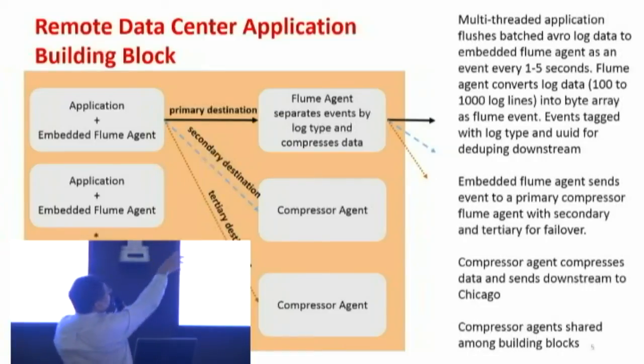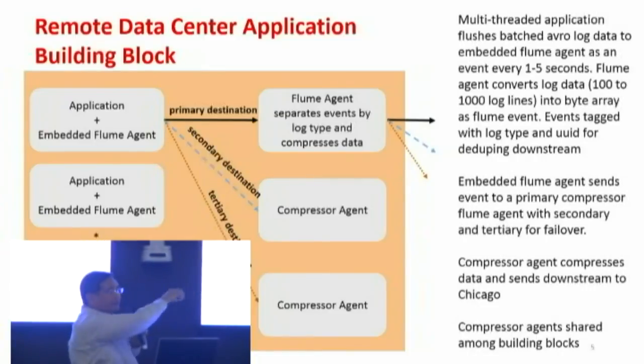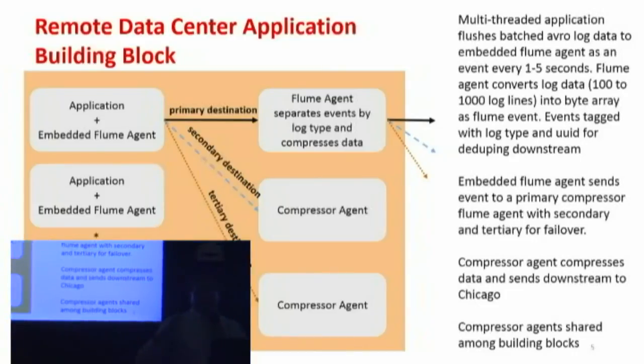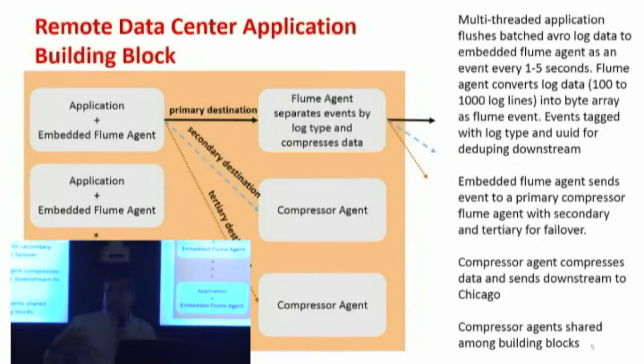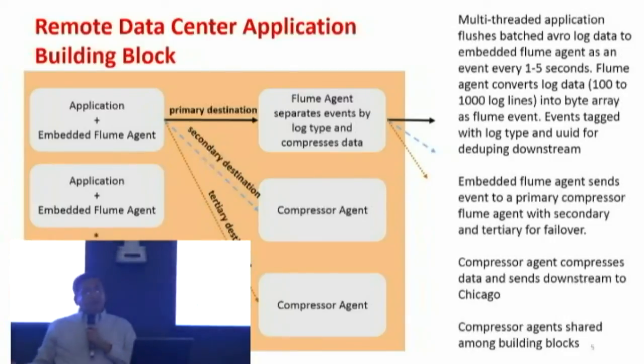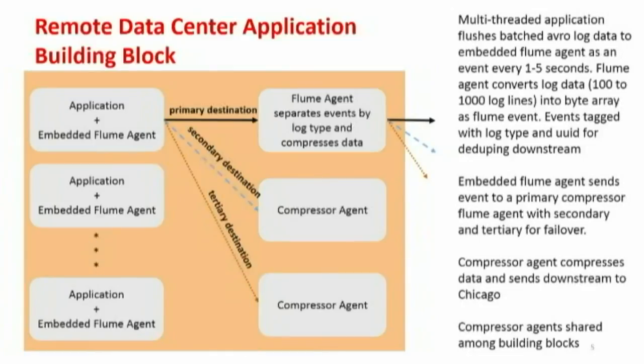So the agents within the application are configured to flush their log every 1 to 5 seconds. It depends upon the application. Some applications emit too many log lines, so they emit every second. Some have less data, so we configure it for 5 seconds. You can configure it by time or by number of log lines, and so we have both those thresholds.